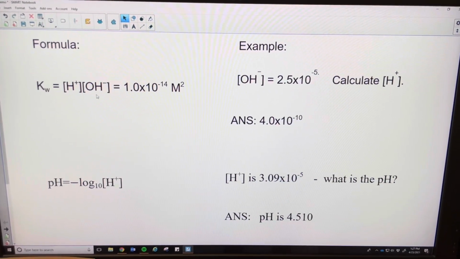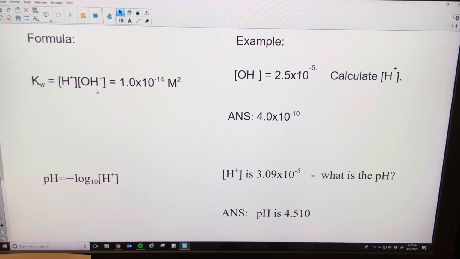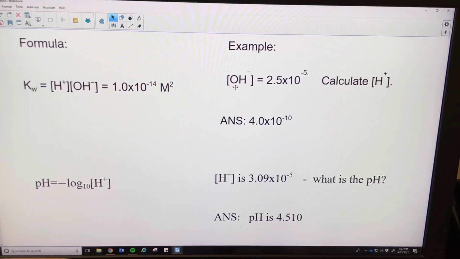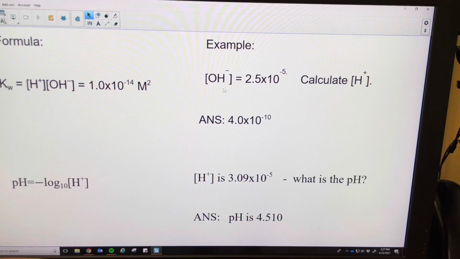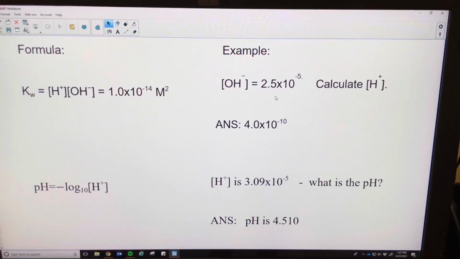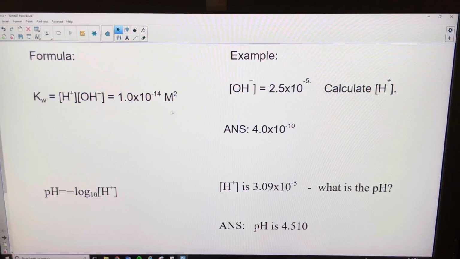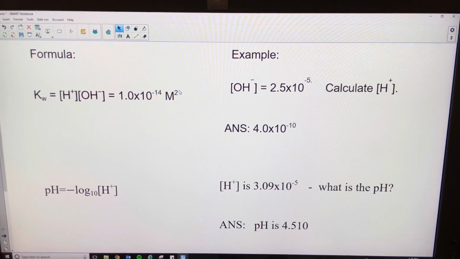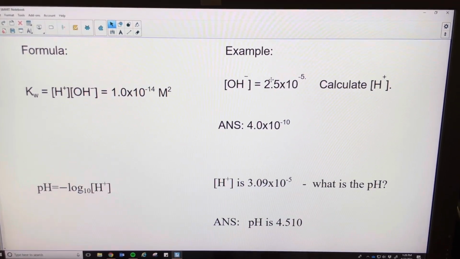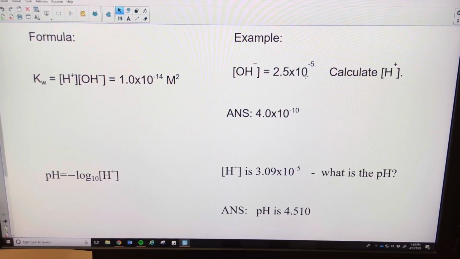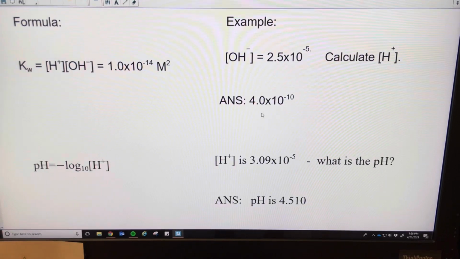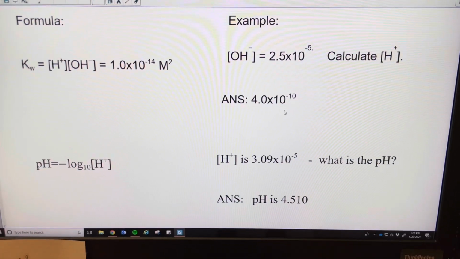The first will be solving for concentration when we are given the other concentrations. So we will solve for our hydrogen concentration when we are given our hydroxide concentration. For that first problem, we are going to take 1.0 times 10 to the negative 14th and divide it by 2.5 times 10 to the negative 5. And I'm going to show you how to use the scientific notation in the calculator. And we will get this number. And if you have this pulled up, you'll be able to confirm that.